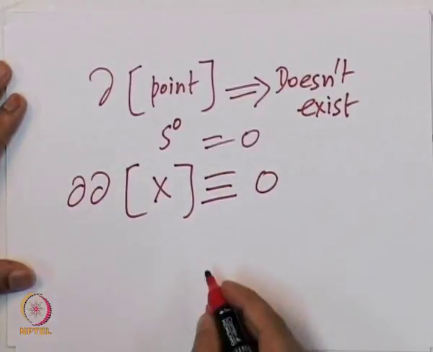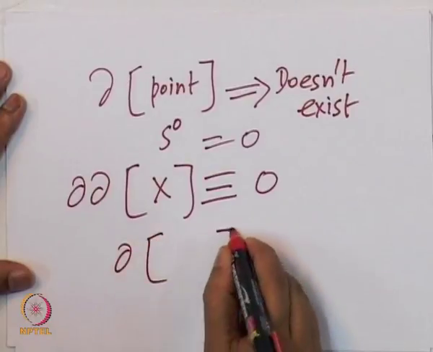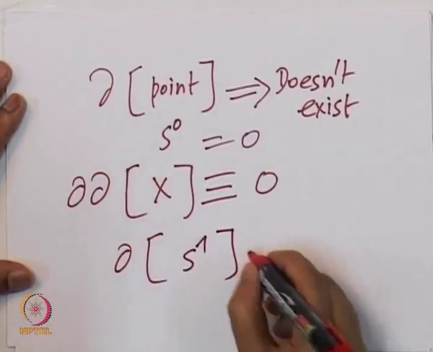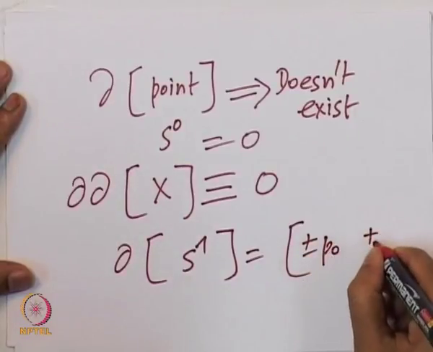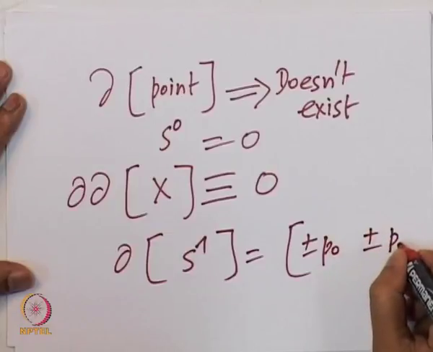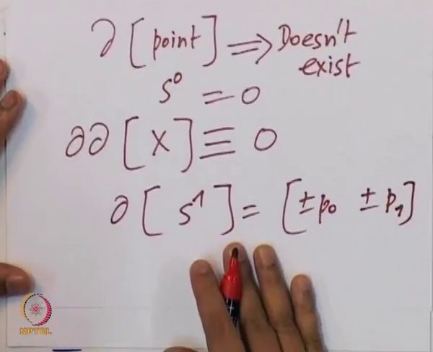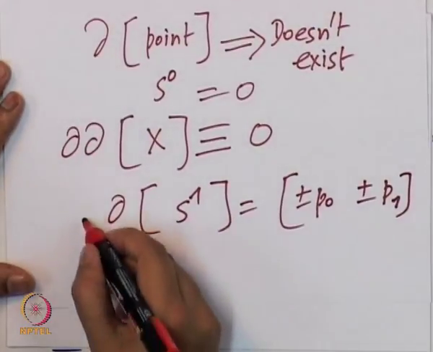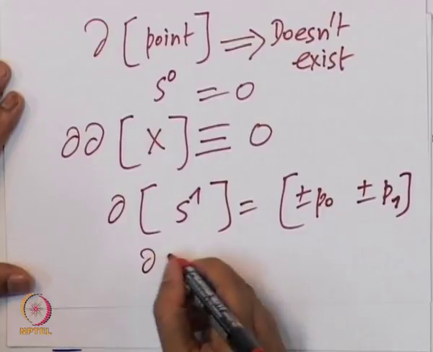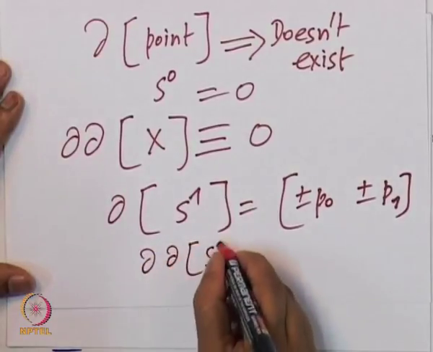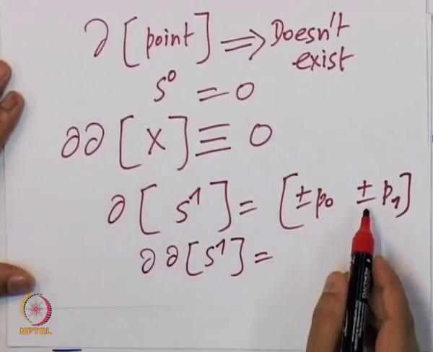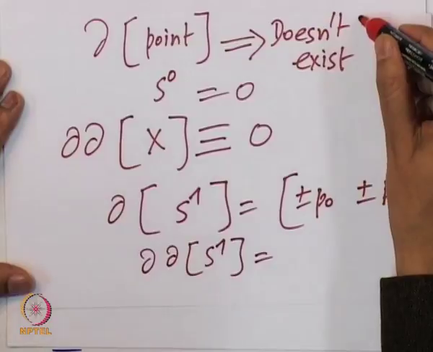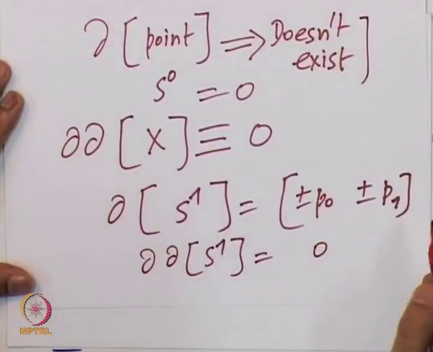Let me explain this. So the boundary operator of S1 will be 2 points which are plus or minus P naught, plus or minus P1. When I do it again, what I am doing is I am doing the boundary operator on those points. Because the boundary operator on the points is 0, this will be again 0.